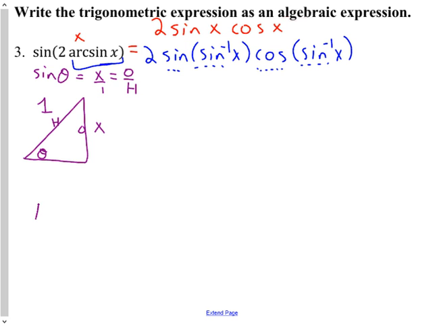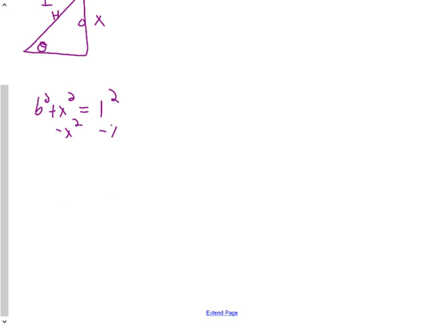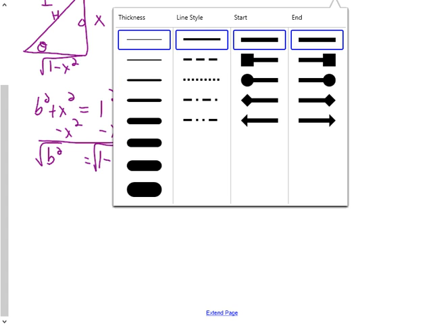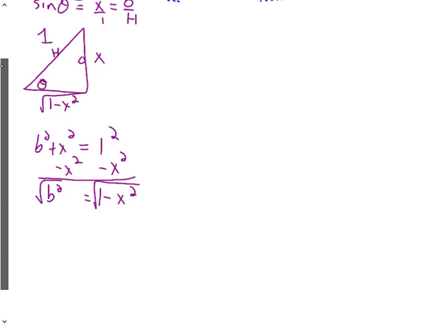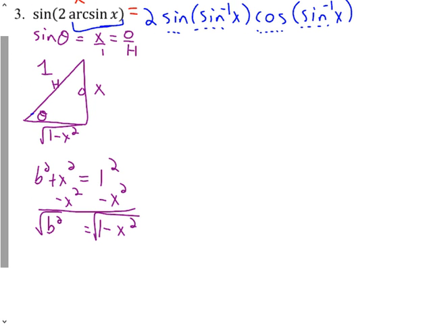So now I've got b squared plus x squared equals 1 squared, minus x squared from each side. And by the way, 1 squared is 1. So I've got 1 minus x squared is b squared, and square rooting each side to get square root of 1 minus x squared. So now with this, every time I see sine, I'm just using the triangle and that theta to figure out what is sine of that angle. So sine of the angle is x over 1 for opposite over hypotenuse.